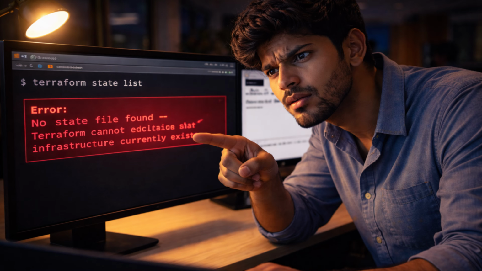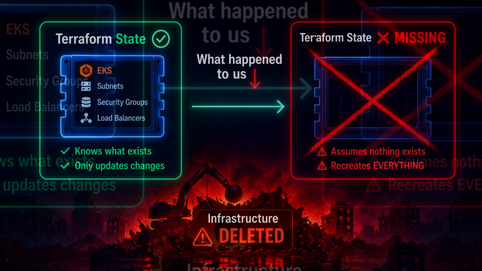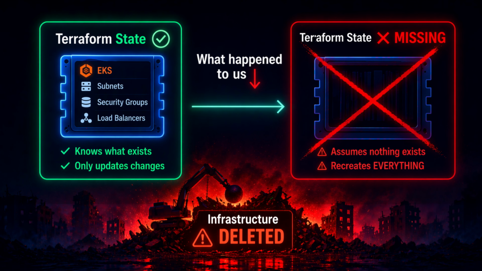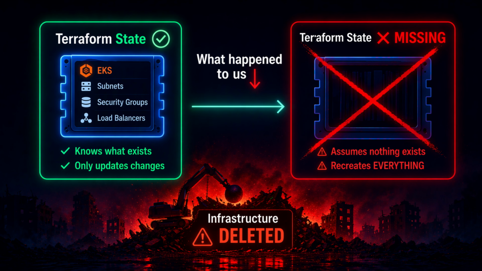No state file. Without a state file, Terraform has no memory of the existing infrastructure, so it assumes nothing exists. And when Terraform thinks nothing exists, it tries to recreate everything.